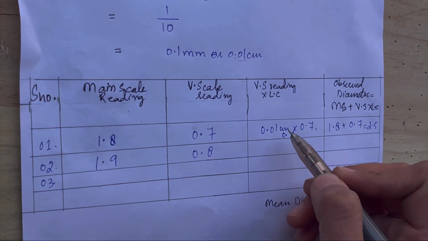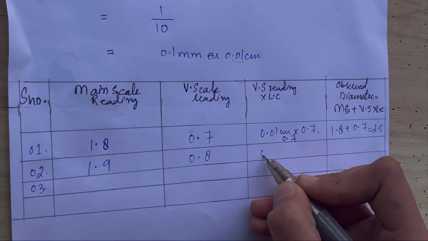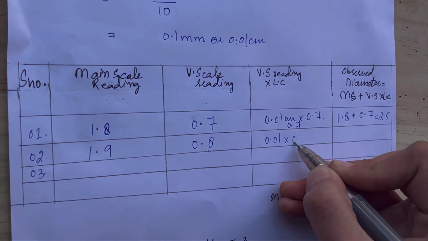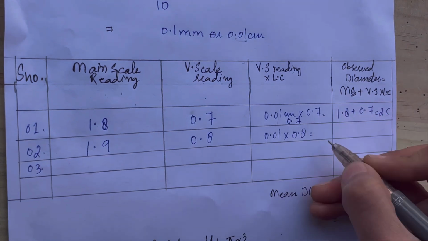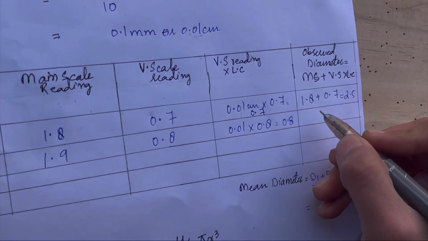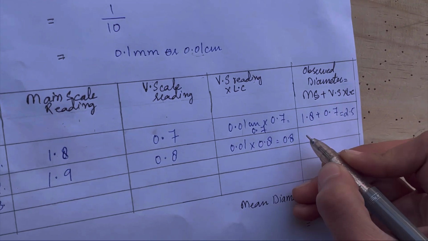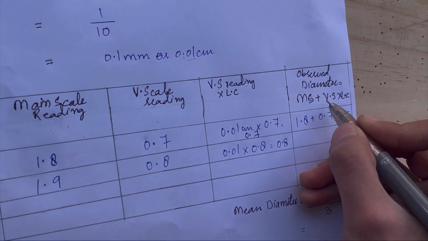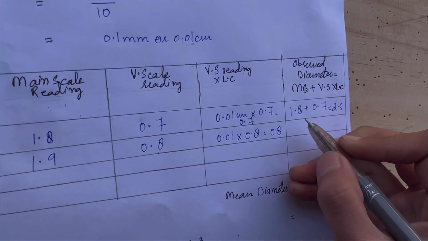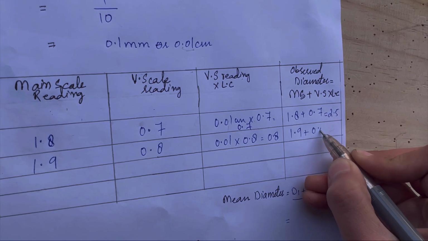Now again, like before, we will multiply the least count with our Vernier scale reading. We will take it as 0.8. So our observed diameter will be main scale reading plus Vernier scale reading into least count. So we have found 1.9 plus 0.8 into 0.01.